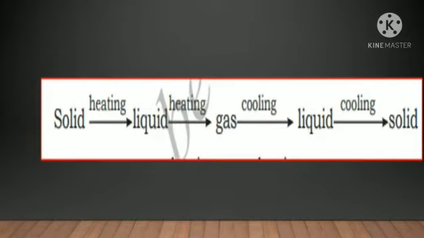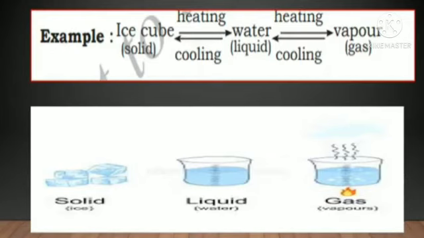When you heat a solid, let's take the example of ice cubes. When you heat the ice cube, it becomes water, that is, the liquid state. The ice cube was in the solid state, so when you heat it, it became water. When you heat the water more and more, it gets converted to water vapor, which is in the gas form, the gaseous state of matter.